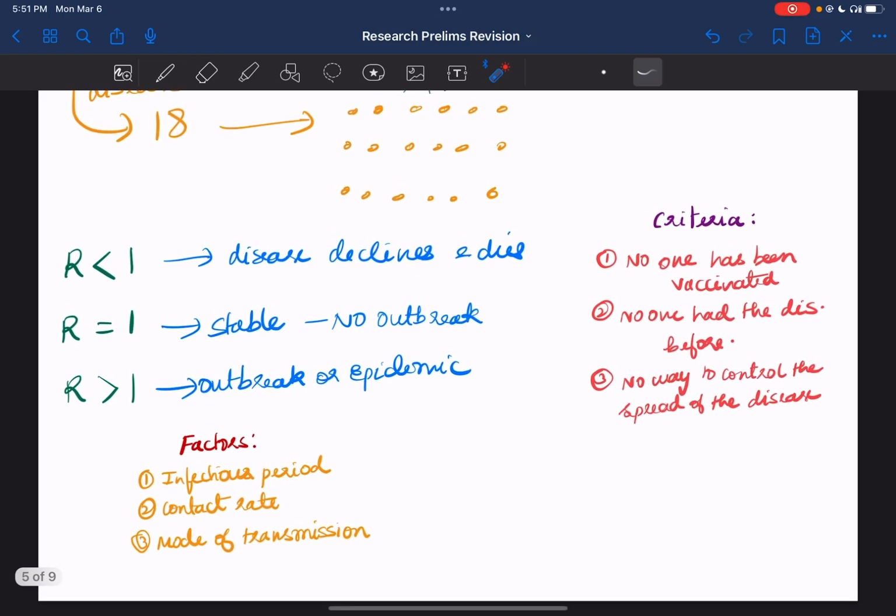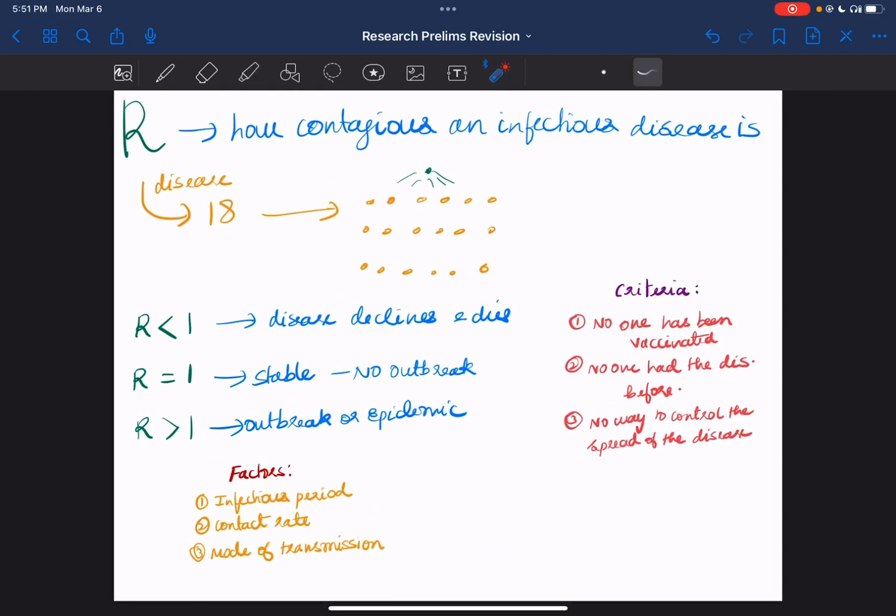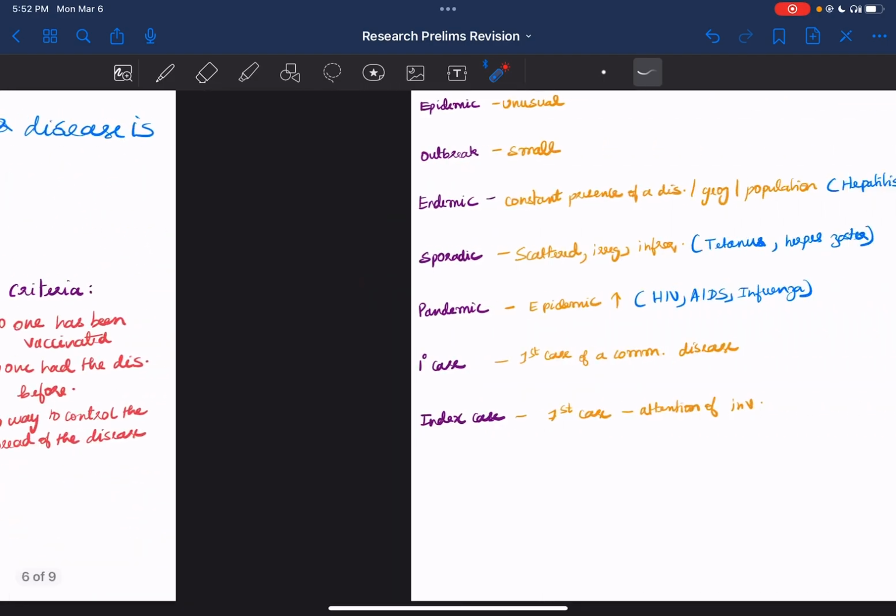Okay. Now, what are the factors that affect R? It is the period of infection, the contact rate, like how much the disease transmits, and the mode of transmission. Okay, these are all the factors that decide the value of R.